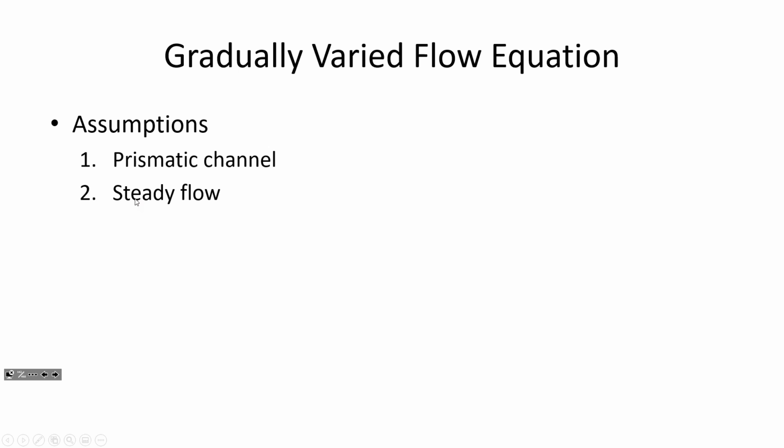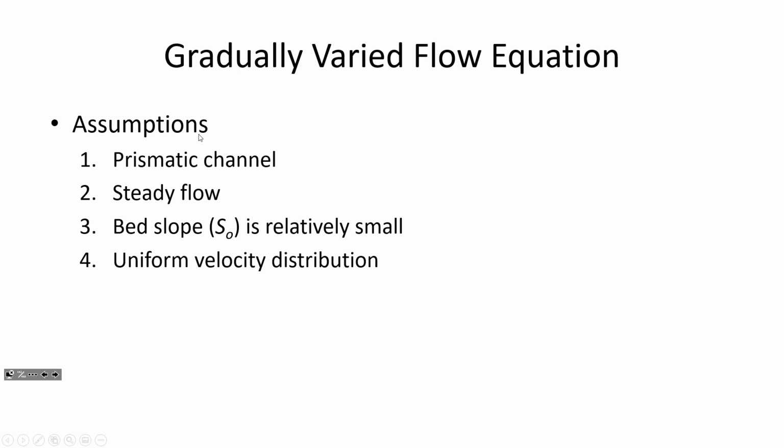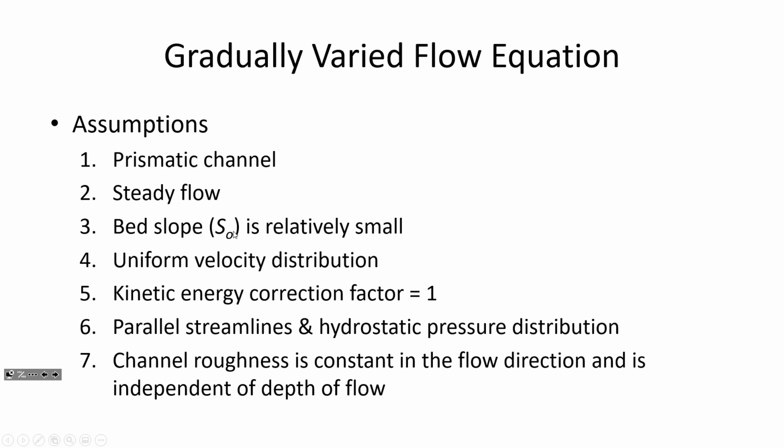So when we apply the gradually varied flow equation, we're assuming that we have a prismatic channel, that we're experiencing steady flow where it's not uniform, but it is steady, meaning that the flow rate's not changing over time. We've got a relatively small bed slope, uniform velocity distribution, and laminar flow conditions, which means that we're using the kinetic energy correction factor of 1. Hydrostatic pressure distribution as we go downward through the flow, and the channel roughness between 2 points is constant, so you don't have, for example, a really smooth channel connected to a rough channel. You wouldn't be able to apply the gradually varied flow equation across those two dissimilar surfaces.